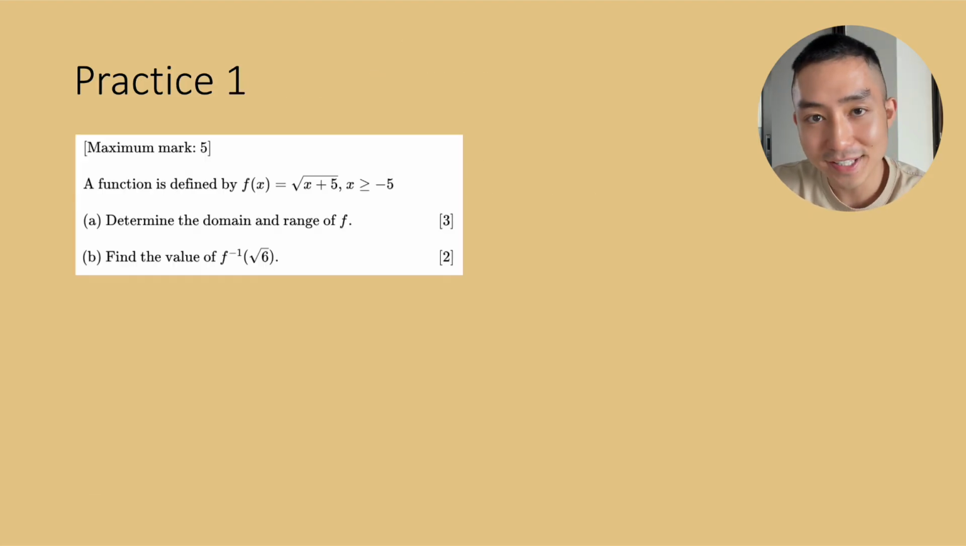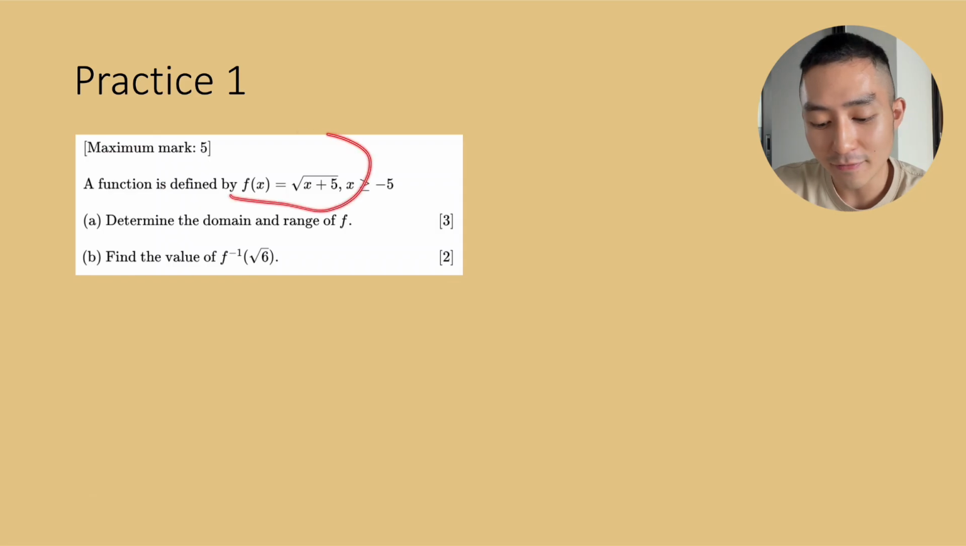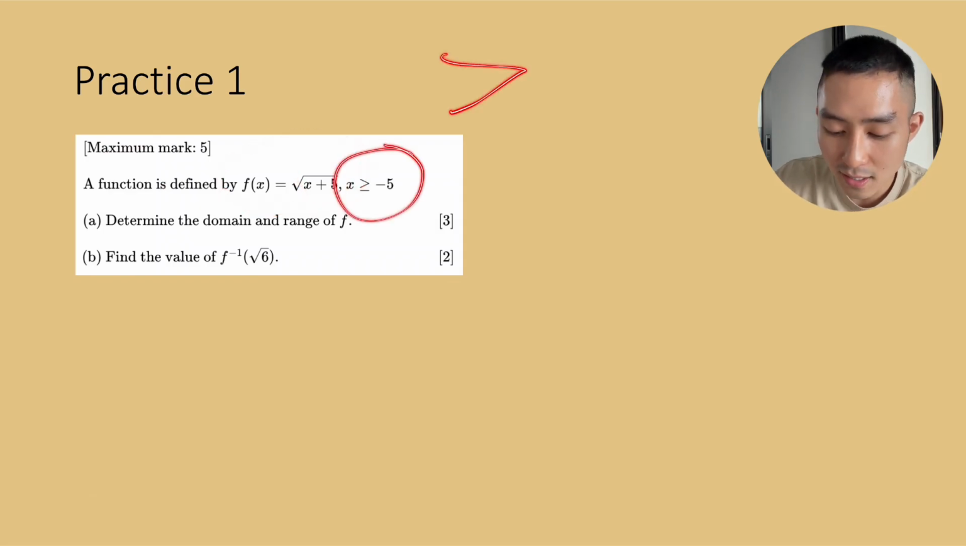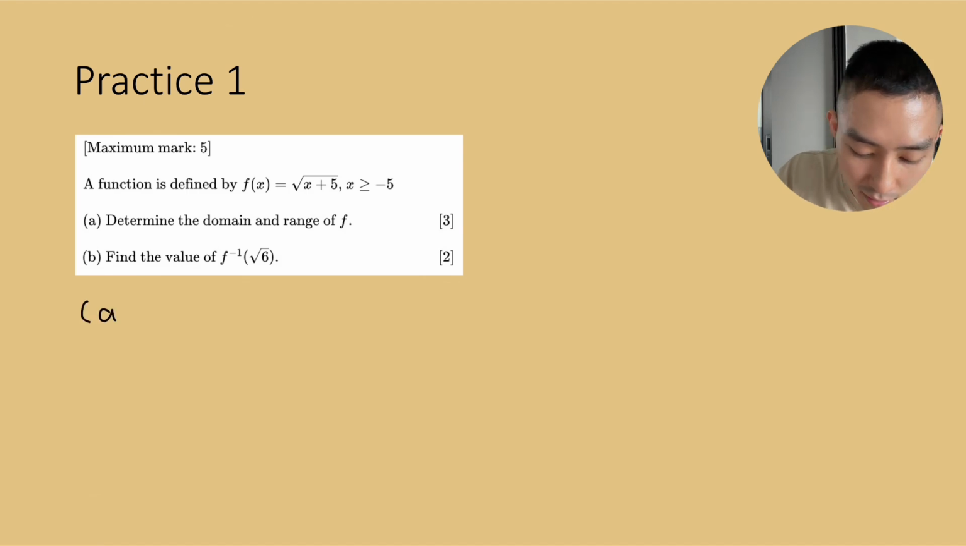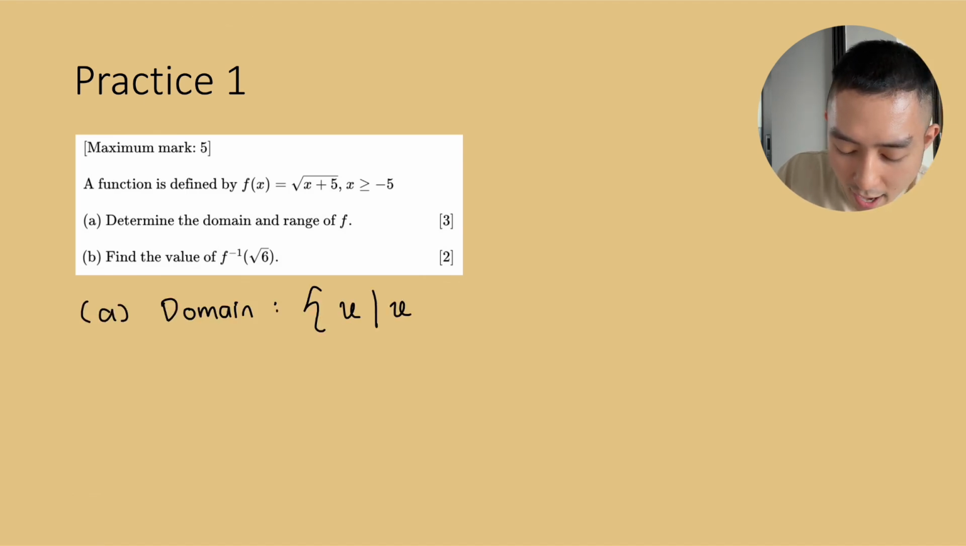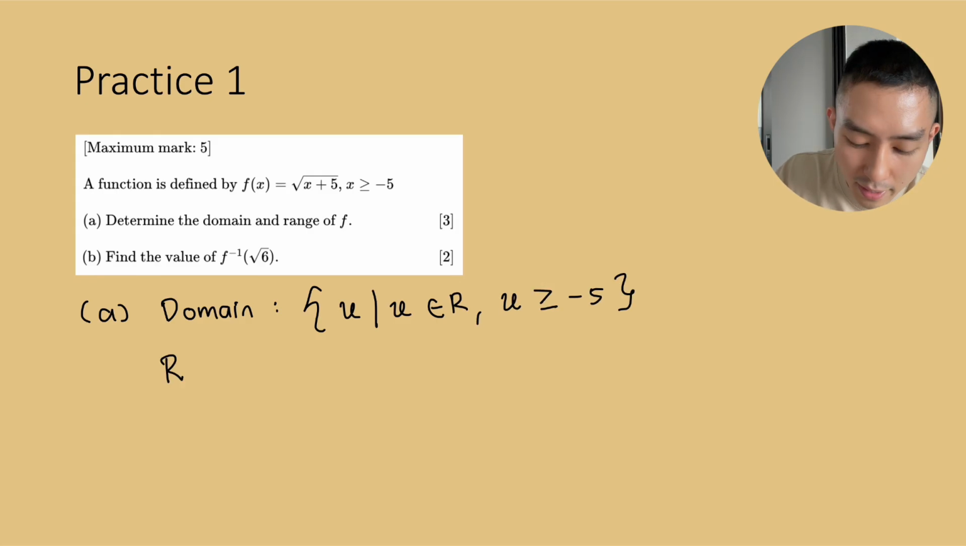We can see how it's done in the practice question over here. A function is defined by f(x) equals the square root of x plus 5, where the domain is x larger than or equal to minus 5. Now we need to determine the domain and the range of the function. Well, the domain is already given, so we can just rewrite that. The domain is x, where x is a real number, and x is larger than or equal to negative 5.